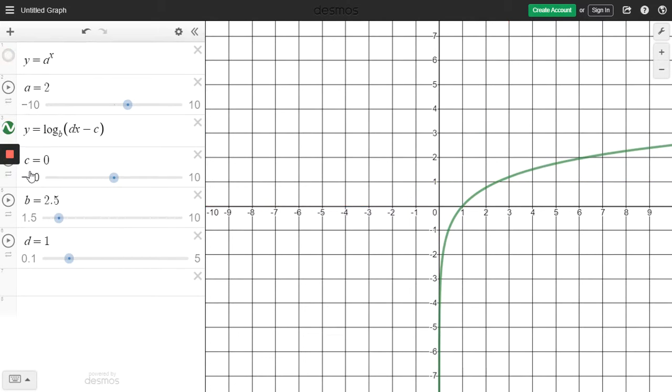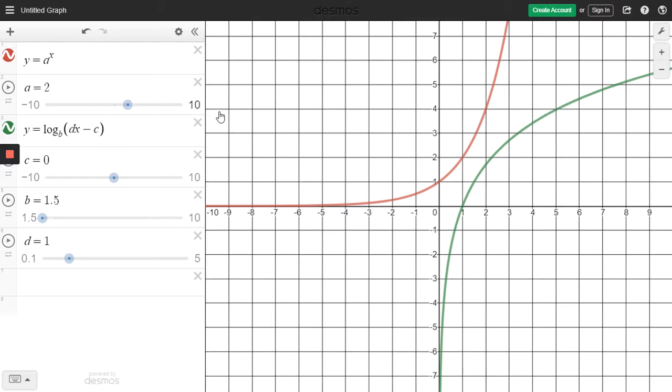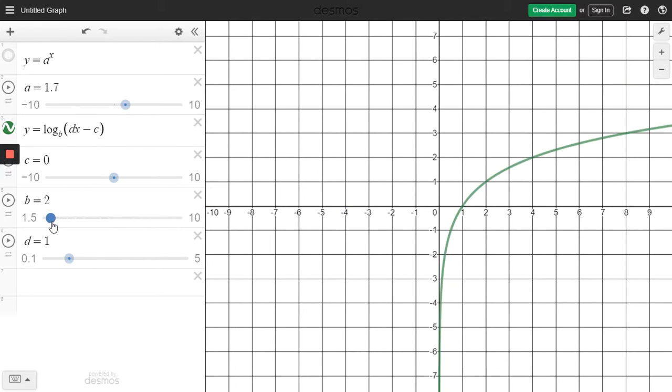Let's get rid of that, we don't need that anymore. But ultimately, the shape of it is much the same. So it doesn't matter what base you have. Notice it always goes through the point 1 in the same way; actually, y equals a to the x also always goes through the point 0, 1. And so the graph is really much the same whatever happens.